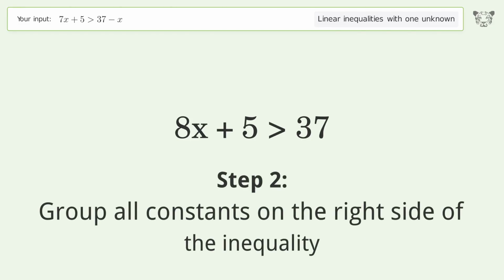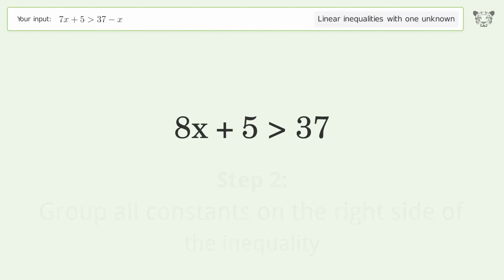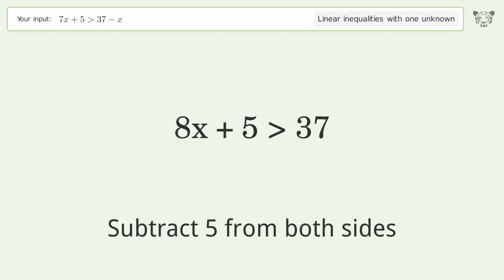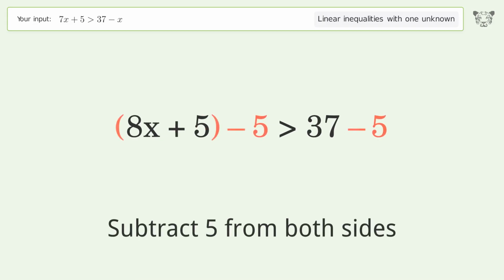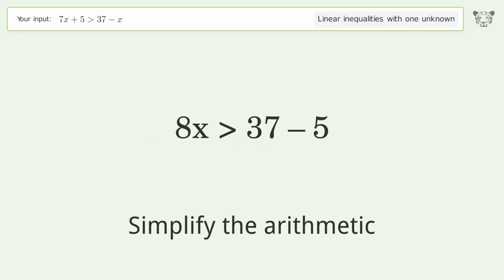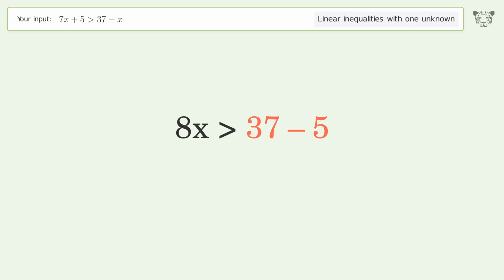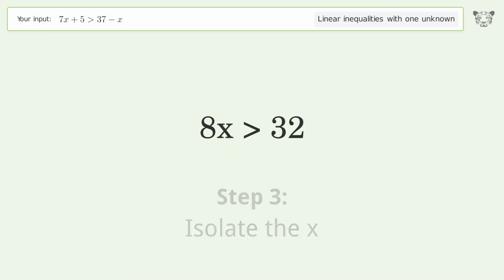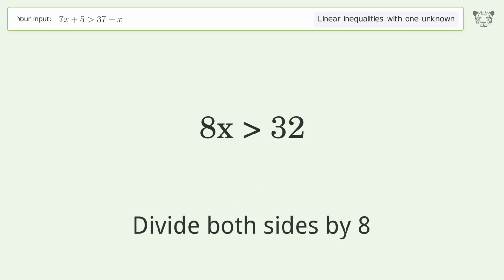Group all constants on the right side of the inequality. Subtract 5 from both sides. Simplify the arithmetic. Isolate the x. Divide both sides by 8.